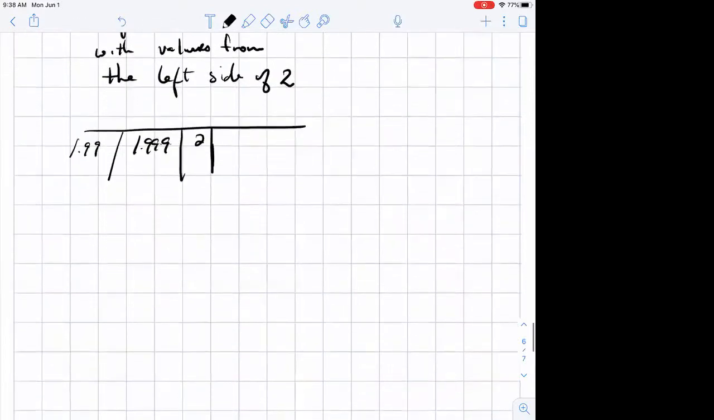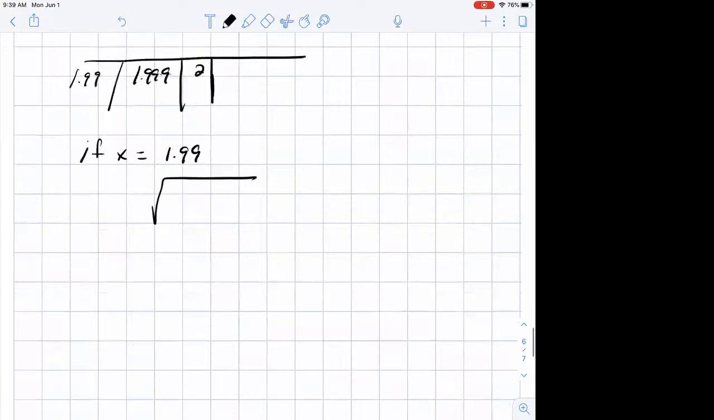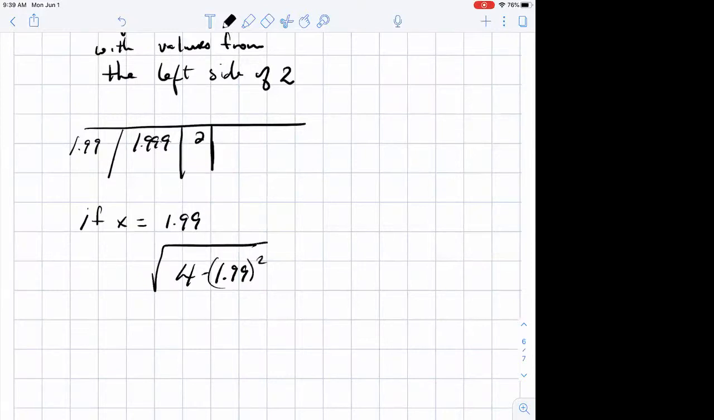If x is equal to 1.99, then you have the square root of 4 minus 1.99 squared. What is that equal to? 1.99 squared is approximately 3.9601. So 4 minus that, and then take the square root of it. This is approximately 0.1997.